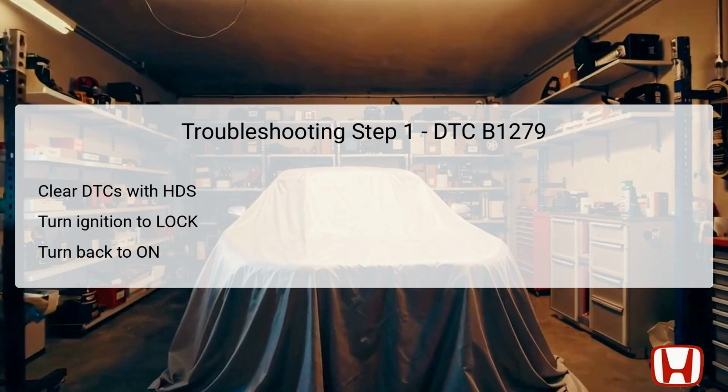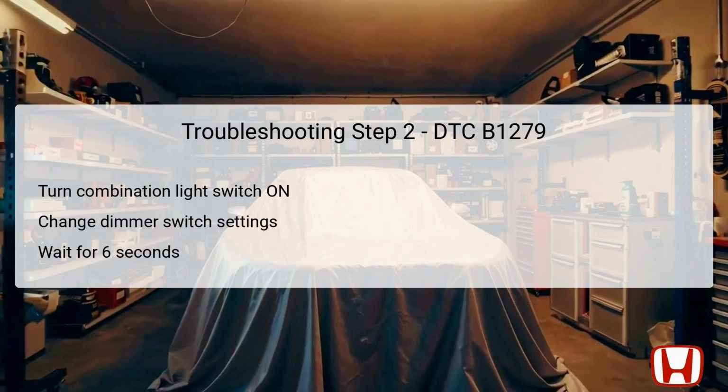After this, turn the ignition switch back to the on position, which powers up the electrical systems in the vehicle. This step is crucial to allow the system to reinitialize and prepare for the following troubleshooting steps, which will effectively narrow down the issue causing the dimmer switch circuit malfunction.